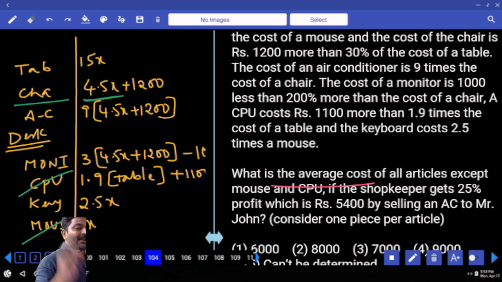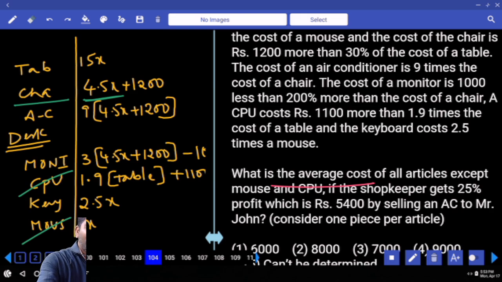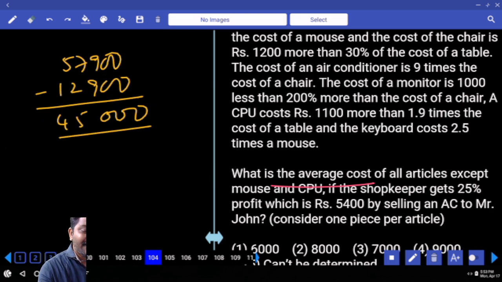Mouse and CPU are not there. Apart from these two, how many more are there? We were asked to calculate the average only. That means this must be divided by 5. Answer?